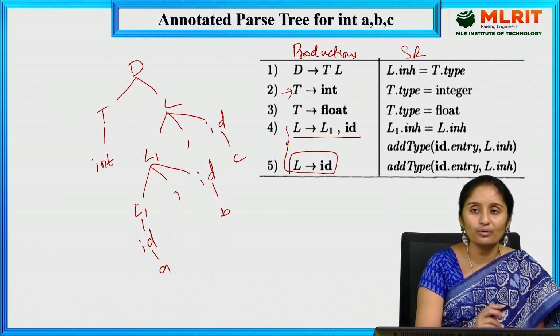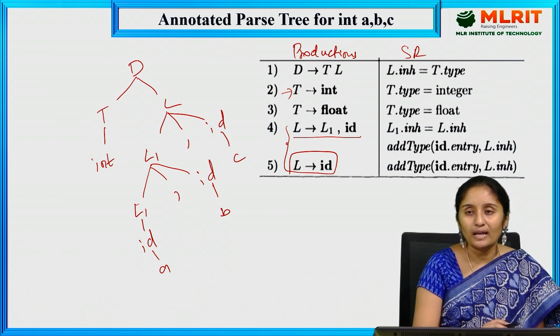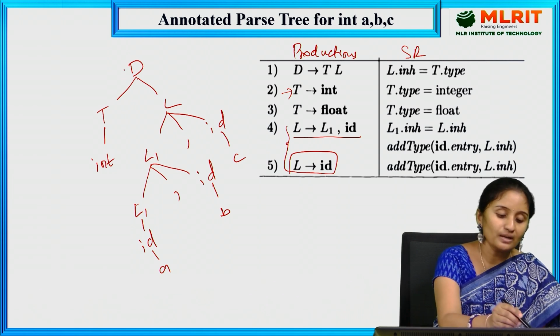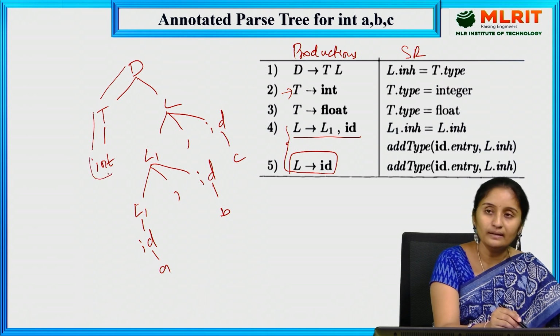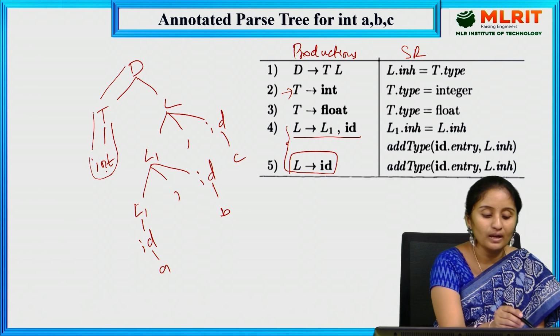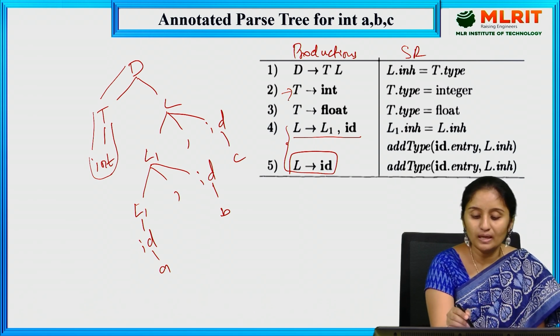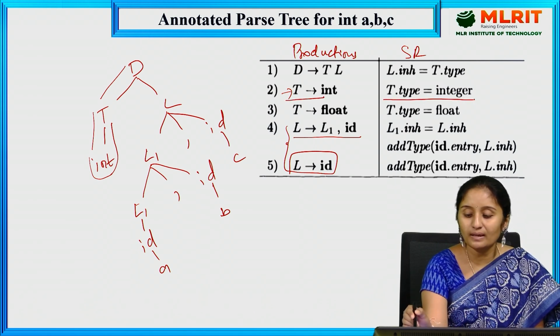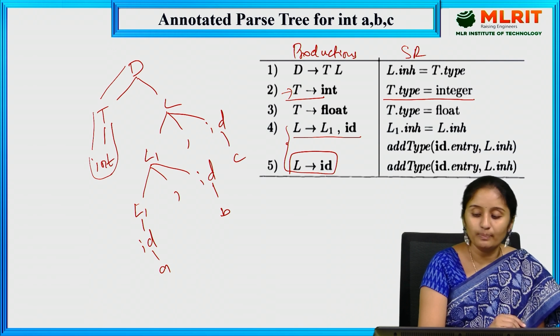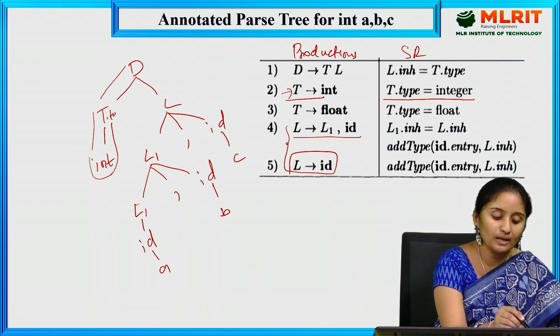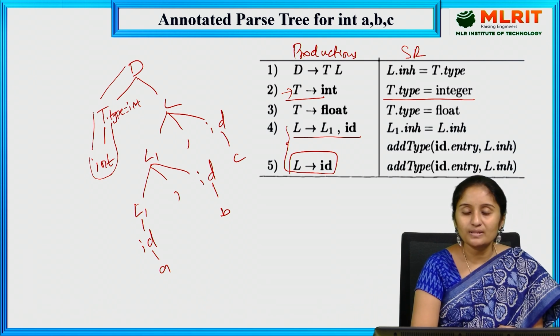Nothing but for the nodes we are going to give the values of its attributes based on these semantic actions. It starts from top to bottom. It comes here, it comes here, it comes here. Int is there. Again it goes here. Int, there are no reductions here. T is there, so T produces int. What is the semantic action I have? T dot type is equal to integer.